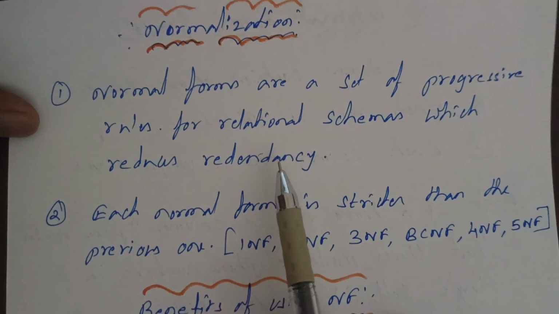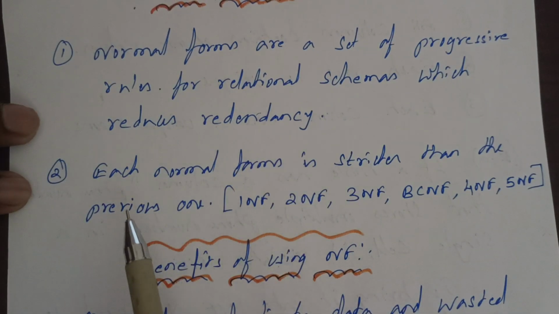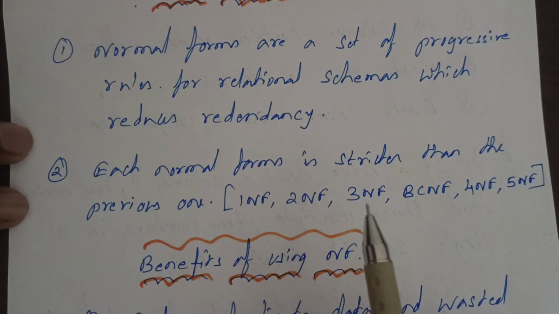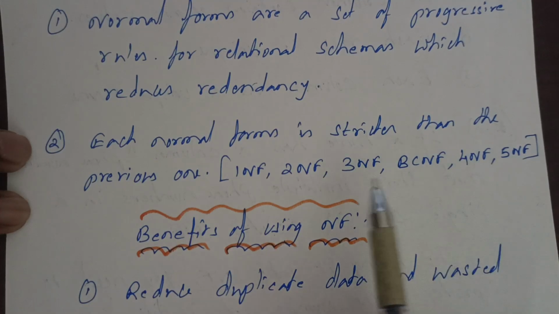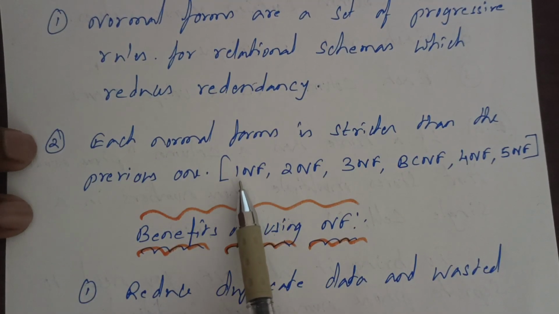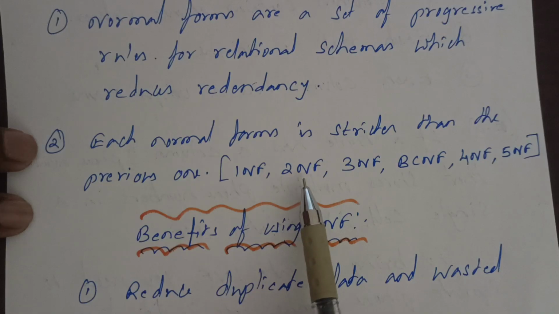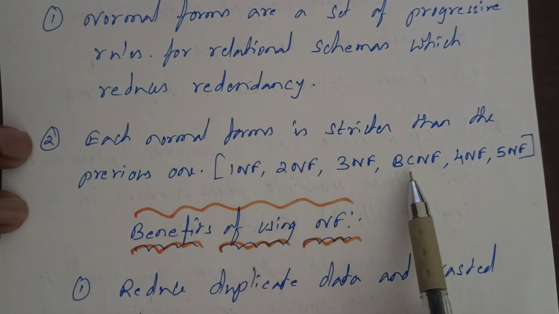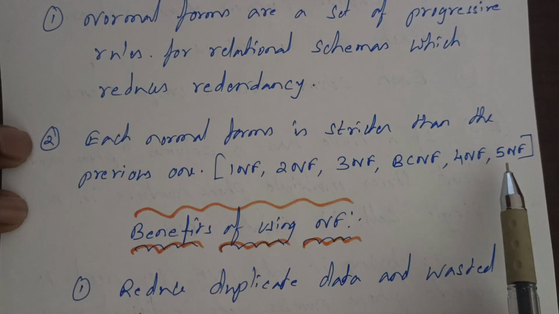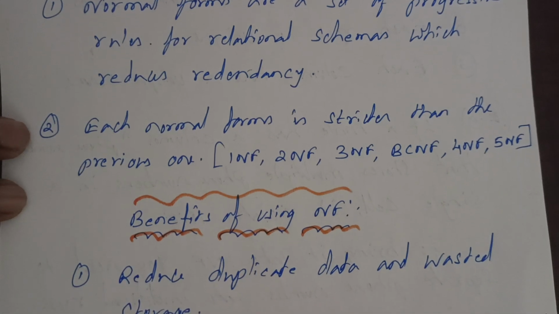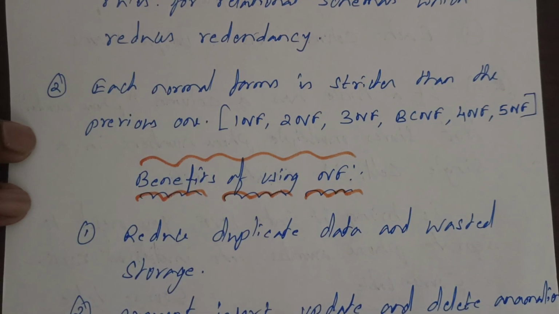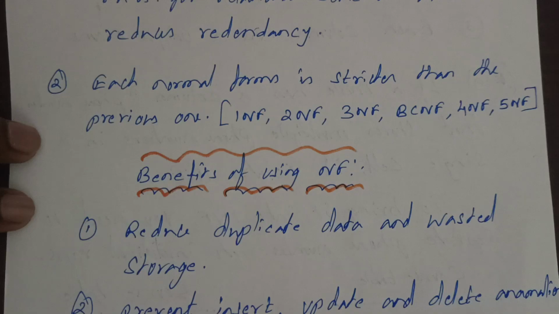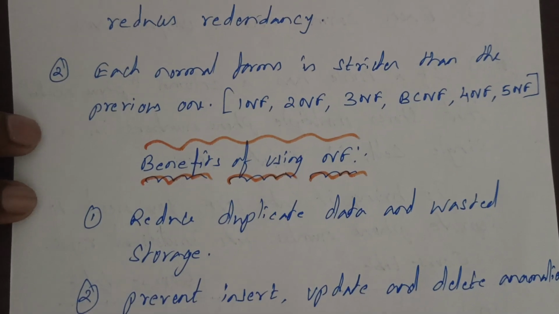The second point explains that each normalization form is stricter than the previous one. For example, it starts with 1NF and ends with 5NF. So we have normal form 1, normal form 2, normal form 3, BCNF, 4NF and 5NF, right? One by one we are going to check how normalization forms 1 to 5 enable redundancy reduction in database management system, right?